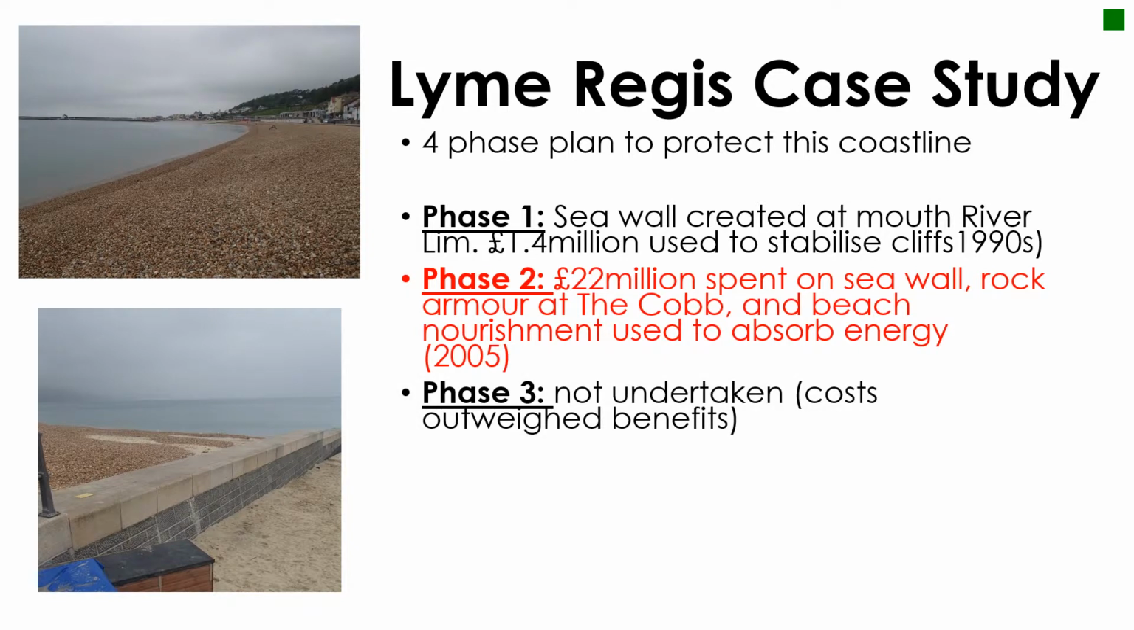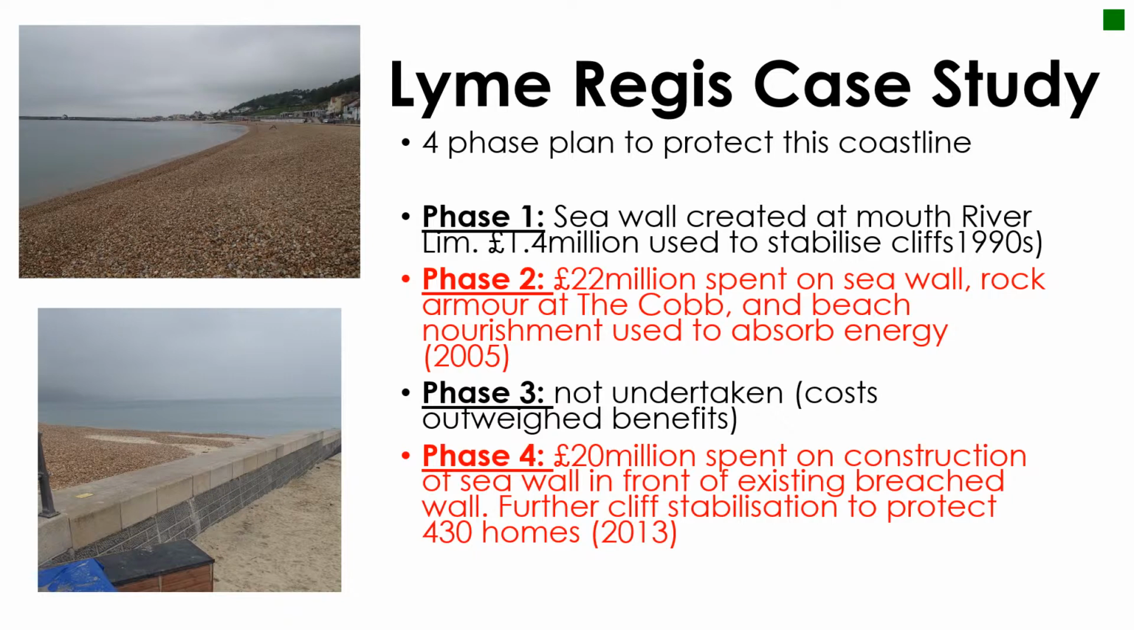Phase 3 was drawn up but never undertaken, as one of the meetings decided that the costs outweighed the benefits. The land that would have been protected by Phase 3 was actually of less value than it would cost to implement protection. And finally, Phase 4 cost a further £20 million, and it was spent on constructing a seawall in front of the existing seawall that had been breached, that had been broken down after many years of erosion. And also further cliff stabilisation was brought in to protect 430 homes, and this was in 2013, so the most recent phase of the protection of this coastline.